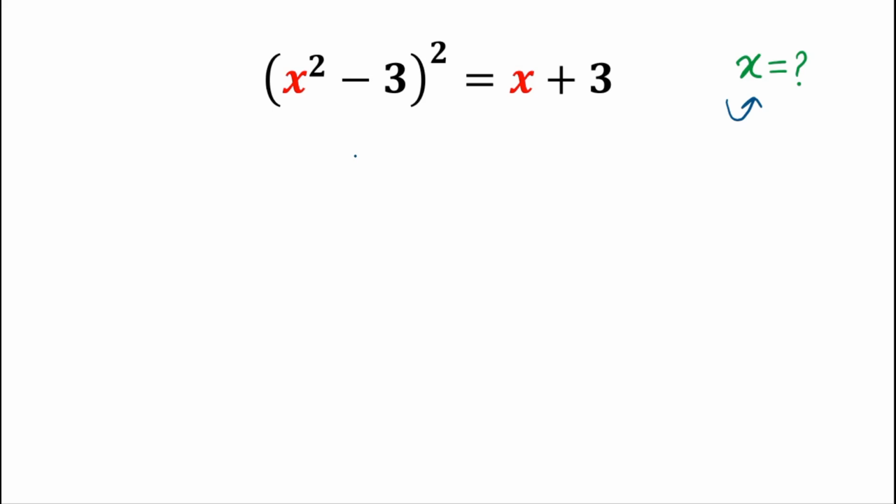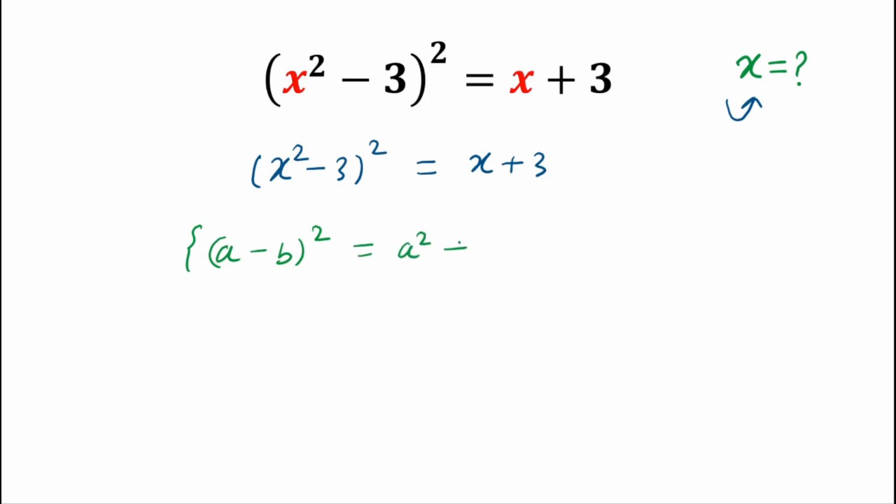Now let's start the solution of this question. Here (x² − 3)² is equal to x + 3. On the left hand side we will apply (a − b)², which is equal to a² + b² − 2ab.